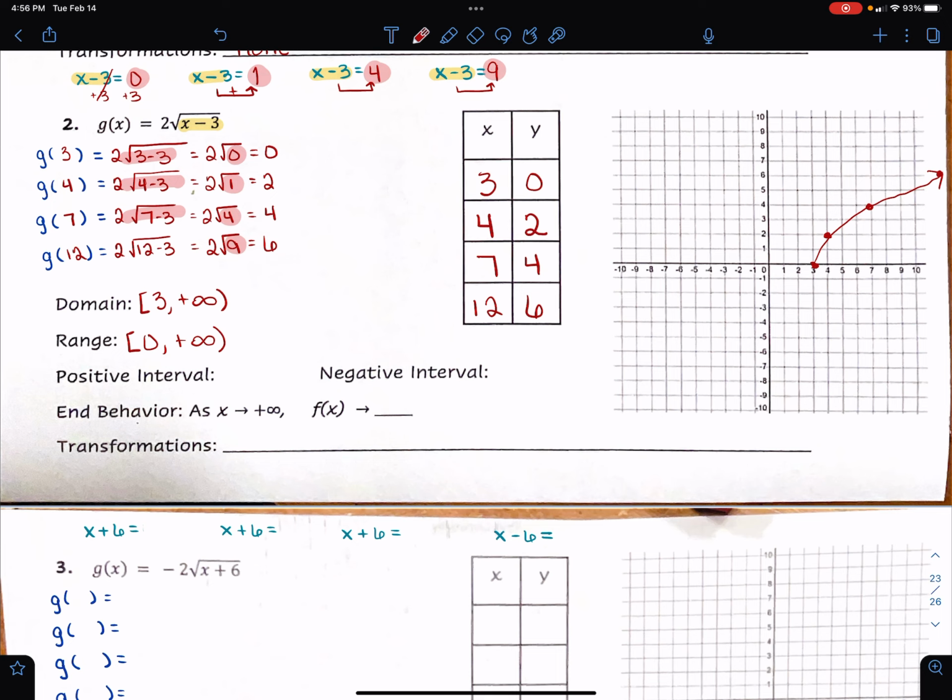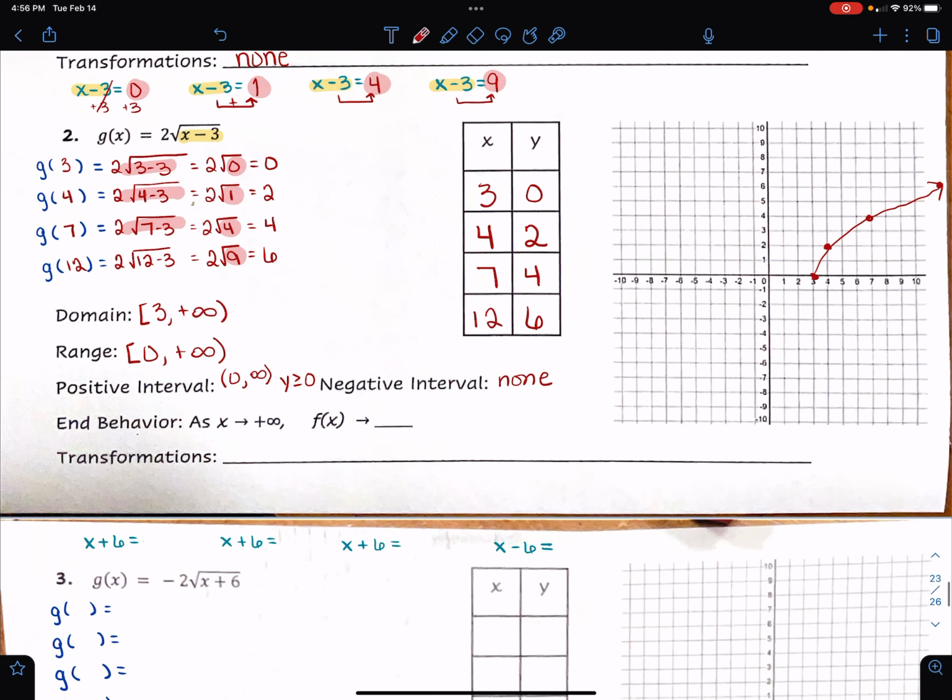The positive interval. Where is this graph positive? It is positive between 0 and infinity, or you can write it as y is greater than or equal to 0. This one has no negative interval, so I'm going to go ahead and put none. The end behavior: as x goes to positive infinity, y is slowly but surely still increasing to positive infinity.